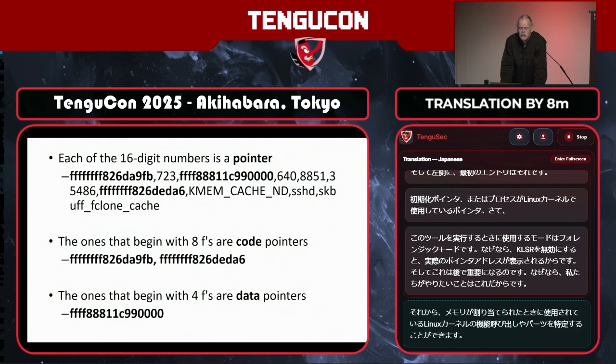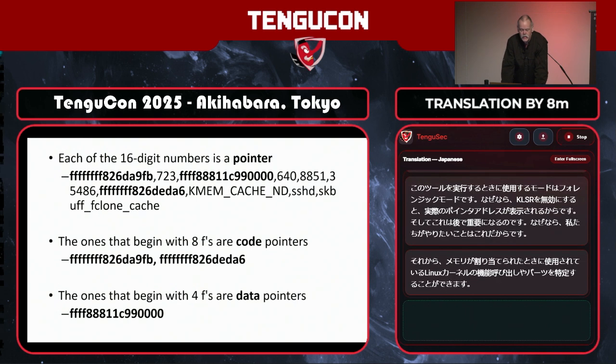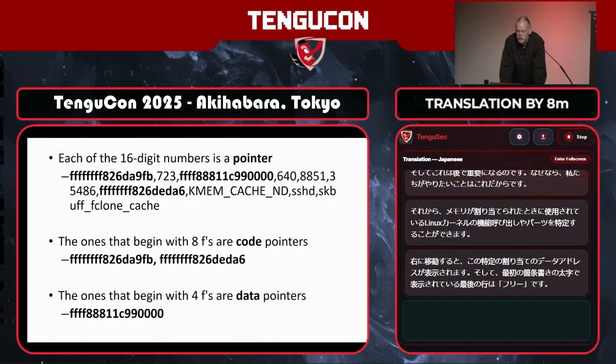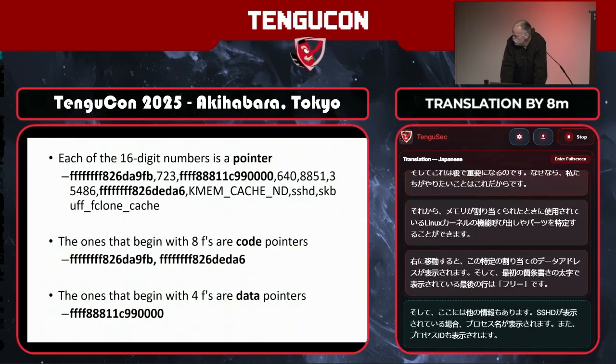And then if we go to the right, we have the data address of this particular allocation, and then the last line that is in bold in the first bullet is the free. And then we have other information in here, including, if you see SSHD, the process name, the process ID, and then we have a serial number. There's a serialization of the data, and we'll see this later when I do the demo, where we account for every allocation in serial format.